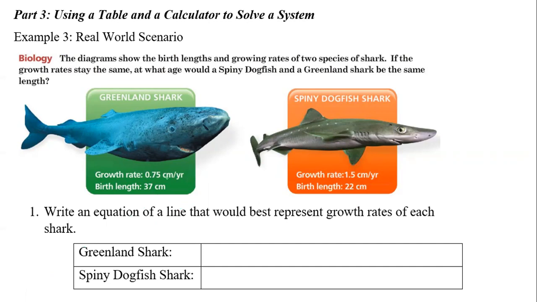Your rate of change is slope. So it's telling me the rate here. So this is the slope for this shark. Telling me the rate here. So this is the slope for this shark. Its birth length, that's its initial, right? So if it's my initial amount, that's my b.